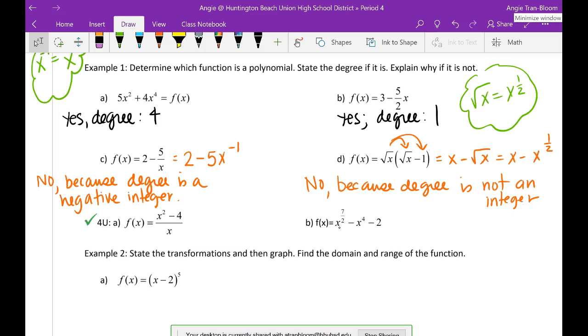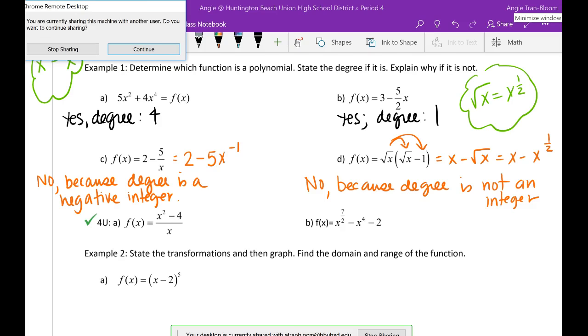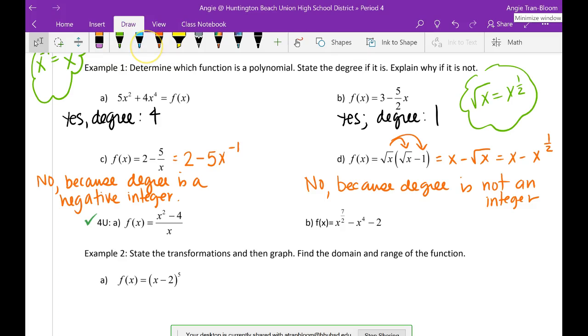Apple. Nathan. Polynomial or not? No. Why? What's the reason, Nathan? The degree is negative. You guys agree? Yeah. Because if x is on the bottom, you can always rewrite it as x to the negative 1 power, right? B for boy. Izzy. No, because the degree is not an integer. Yeah, look at that little guy, right? It's definitely not an integer. All right, that's a wrap.